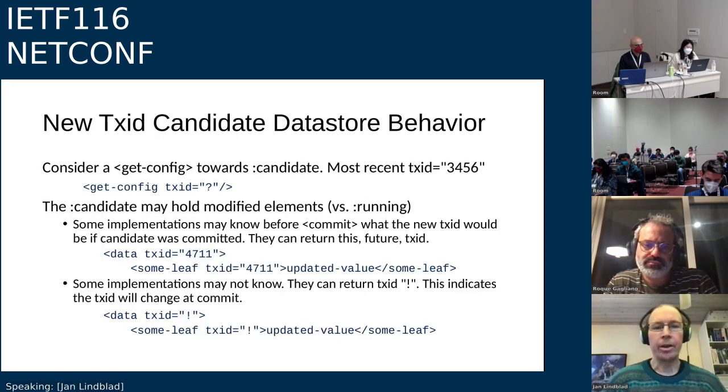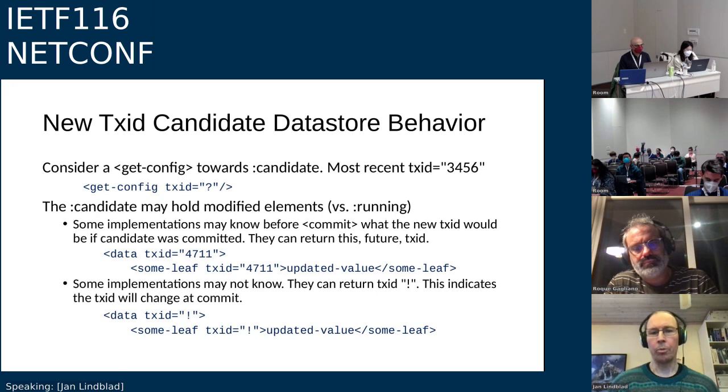This transaction ID with candidate data store behavior change is that, okay, let's consider a case where we have a get-config towards the candidate data store, where the most recent transaction ID that was in there was 3456. But when you are reading from the candidate data store, you may have elements in there that have changed versus running, but are not committed yet. So the question was, okay, what sort of transaction ID do you report for such changed items that are not committed? And we decided that two answers are possible for that.